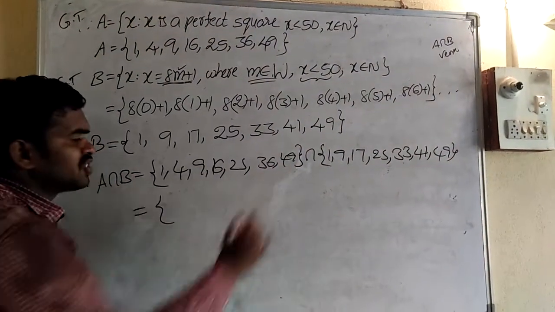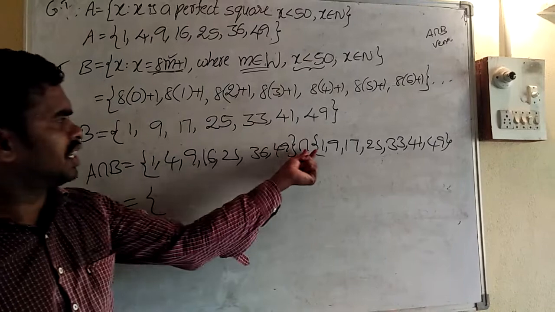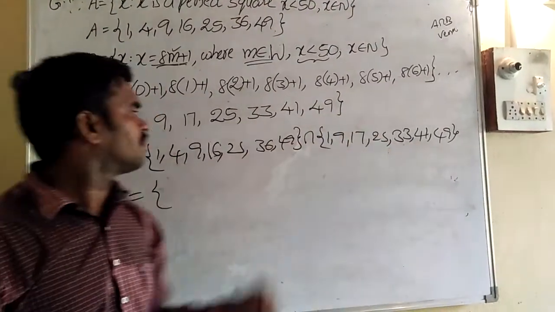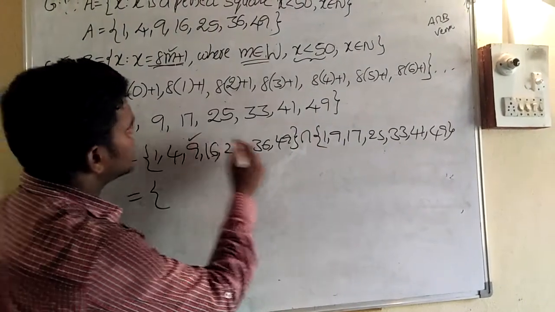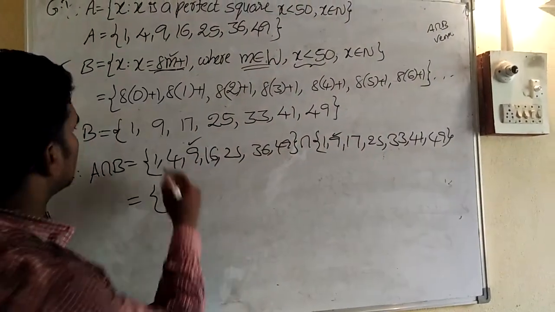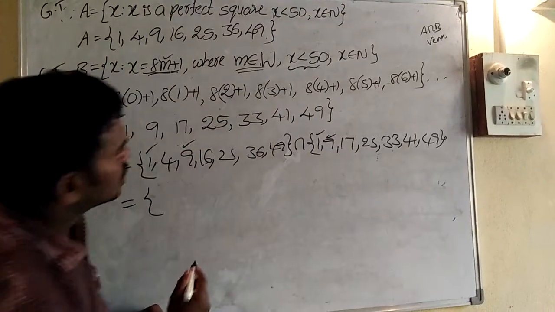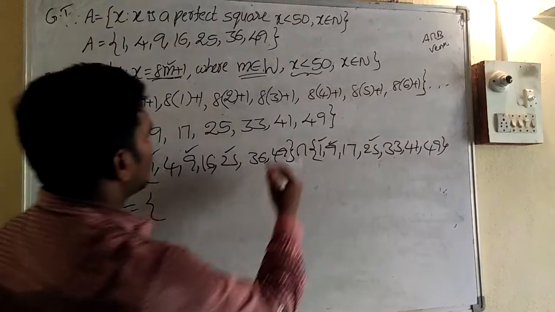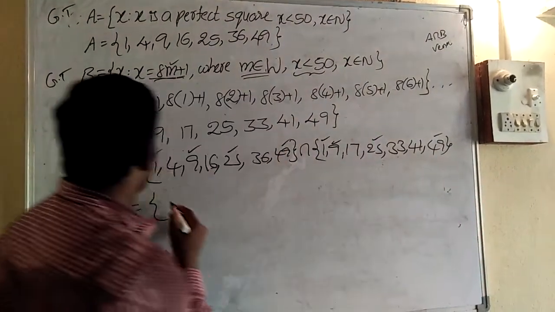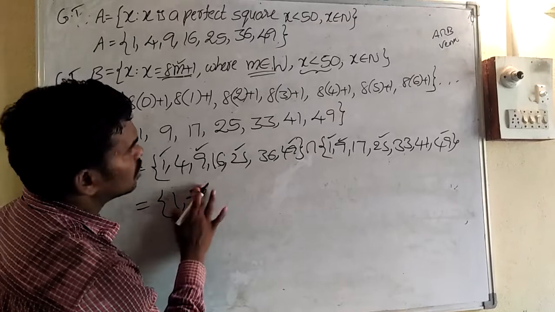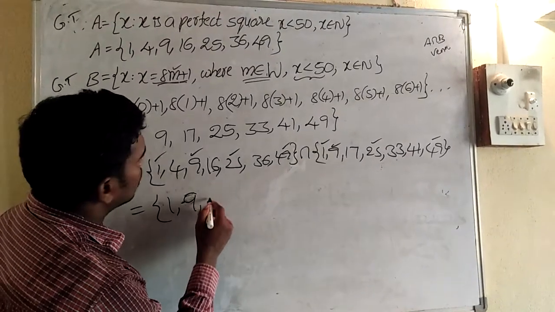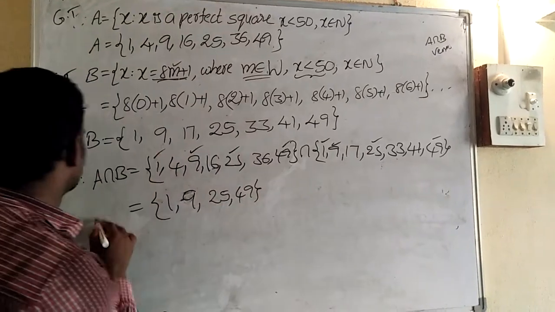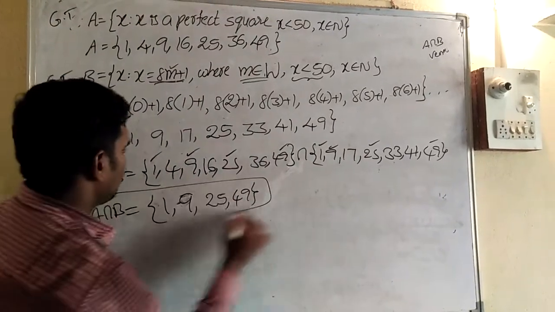Now, intersection means what? Intersection means common elements of set A and set B. What are the common elements? See, 9 is common. Sorry, 1 also is common, and 25 also is common, and 49 also is common. So 1, not 4, 9, 25, 49. This is the A intersection B value.